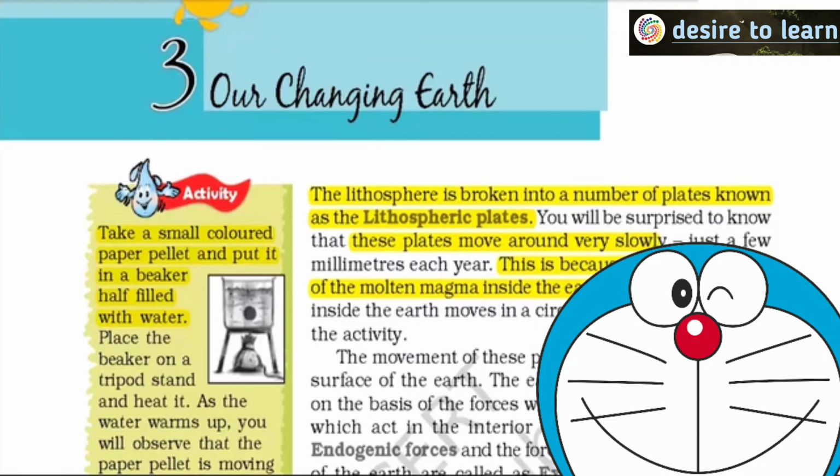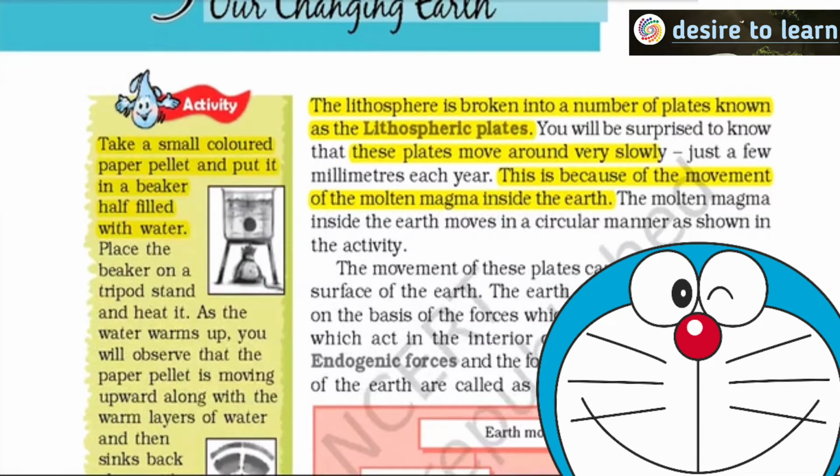I told you this. Then the movement of these plates causes changes on the surface of the earth. On the basis of the movement, this can be divided into endogenic forces and exogenic forces. What is the meaning of it? If the forces are acting inside the earth crust, that is because of the movement of the magma, we call it endogenic. Endo means inside. But if any action or forces are acting on the surface without involvement of the magma, we call it exogenic forces. For example, river action may lead to erosion.